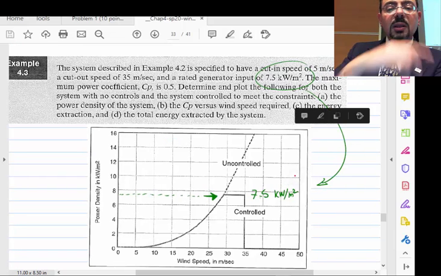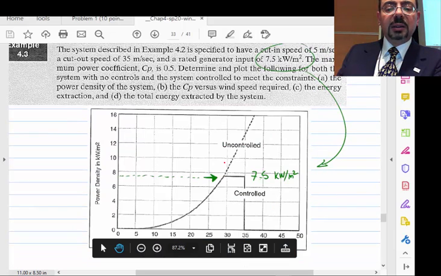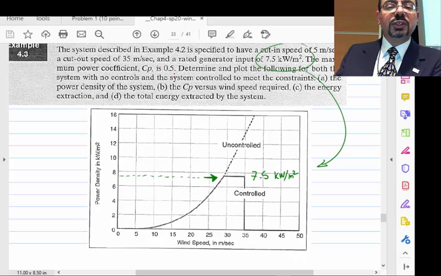Calculate. He said this wind turbine has a cut-in speed of 5 meters per second. You can see that here. A cut-out speed of 35, right? And the rated is probably 29 or something at this point. And the maximum power coefficient is 0.5. We don't see that over here, but if you divide the output power over the input power, you'll get 0.5. Determine and plot the following: the power density of the system, the CP versus wind speed, the energy extraction, and the total energy extracted by the system.